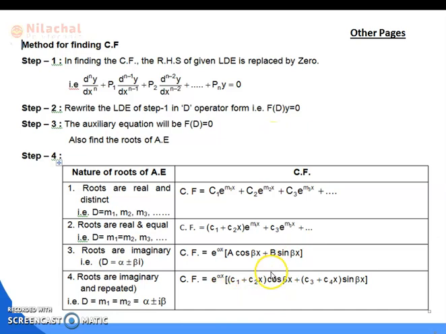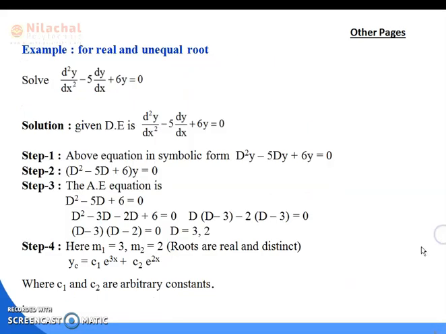Okay, so let us solve some questions. Example for real and unequal roots. This is your example in front of you: solve d square y by dx square minus 5 dy by dx plus 6y equal to 0. To find the solution, you have to write your question again. After that you have to convert your question into operator form or symbolic form.